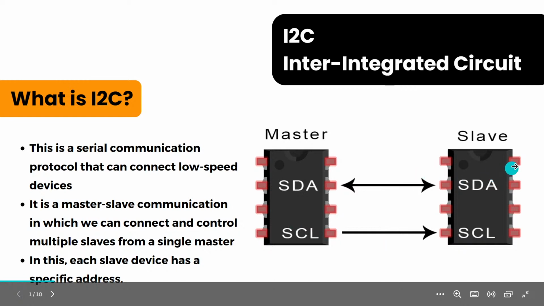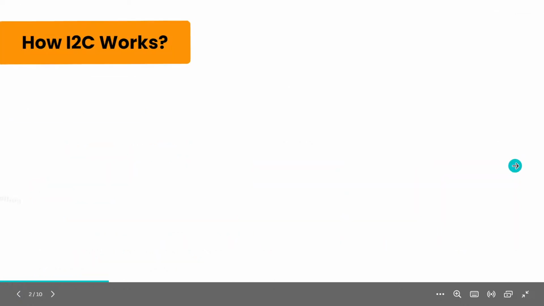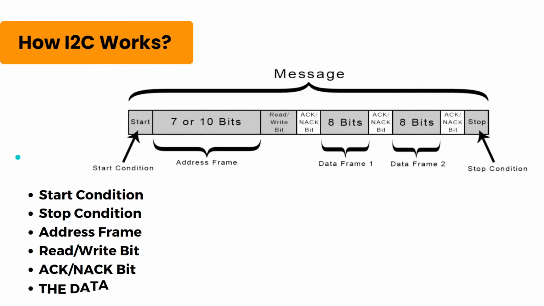Now let's see how I2C actually works. With I2C, data is transferred in messages. In UART you saw packets, right? Here it is a message. These messages are broken up into frames: address frame, data frame, and data frame 2, and stop condition, start condition along with these too.